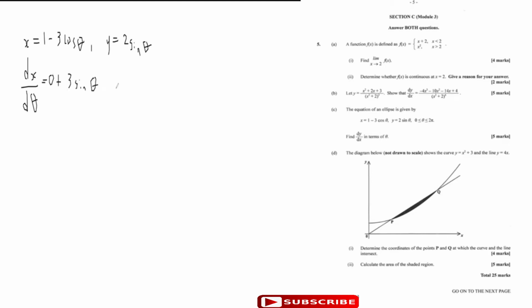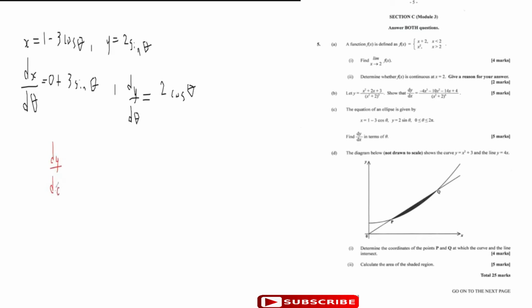And then when you differentiate y, dy by d theta, when you differentiate sine, you get cos. So you get 2 cos theta. All right, nice and easy. So what is left to do? The only thing that is left to do is to find dy by dx. So let's go ahead and find dy by dx.